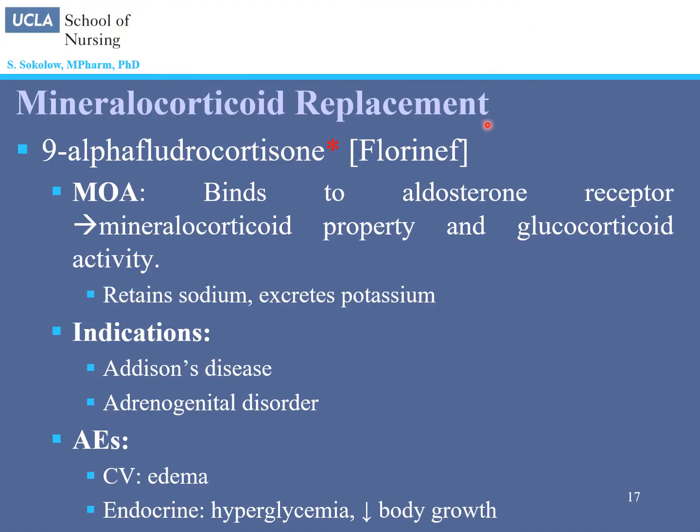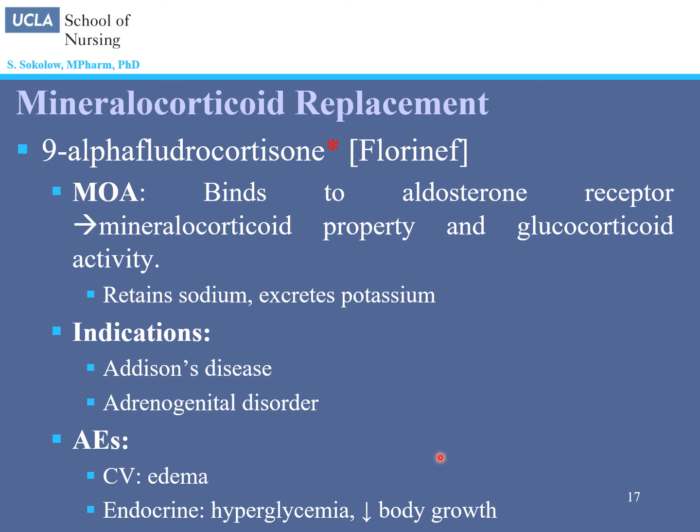Now, mineralocorticoids are used for mineralocorticoid replacement therapy, and this is 9-alpha-fludrocortisone. It's a pretty new agent, binds to the aldosterone receptors and has mineralocorticoid property and also some glucocorticoid property. It's hard to make one agent that is 100% either mineralocorticoid or 100% glucocorticoid, but this one has more mineralocorticoid activity, so it retains sodium and excretes potassium. This one is indicated for the treatment of Addison disease, where you have a deficiency in the adrenal hormones, and also can be used for the treatment of adrenogenital disorder.